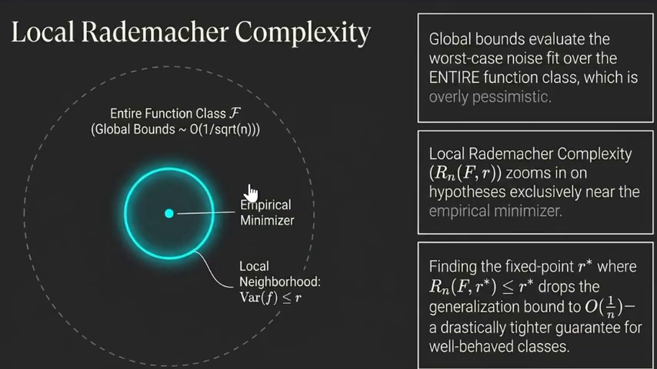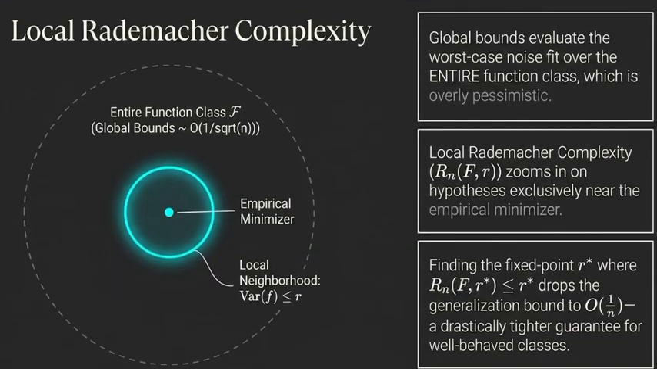Now, local Rademacher complexity. Global Rademacher complexity looks at the worst case function in the entire class. That is often pessimistic. Local Rademacher complexity restricts attention to the functions that are already close to the empirical minimizer. Finding the fixed point of the local complexity yields rates that can be as fast as 1 over n instead of 1 over square root of n.